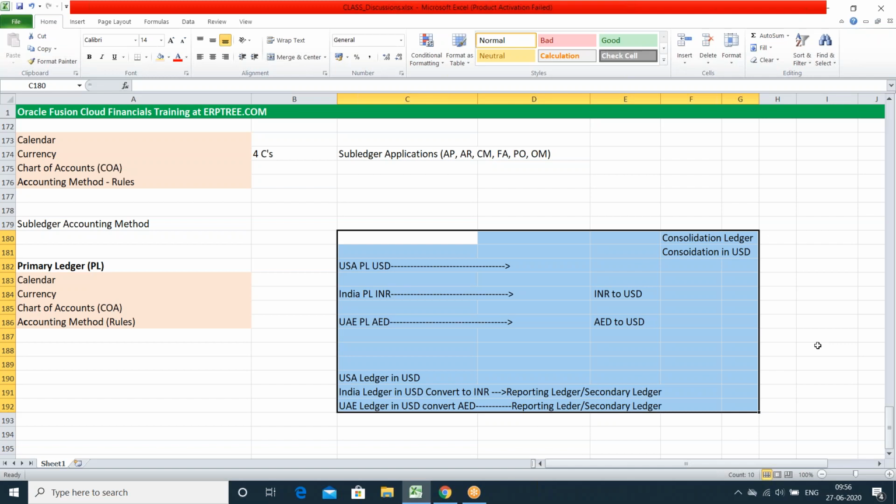Thanks. Any other questions, please? Others don't try to understand this scenario at all. Once you understand the concept, you'll come to know what the reporting ledger and secondary ledger are. The people who write the question are aware of these reporting ledger, secondary ledger, and consolidation ledgers. These are different concepts which we'll cover in the general ledger application. Any other questions, please?